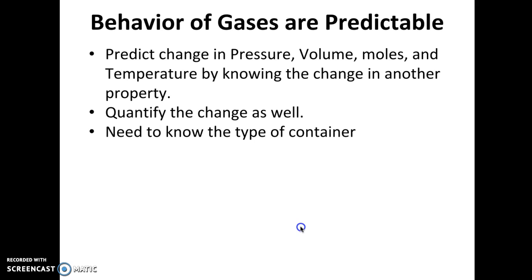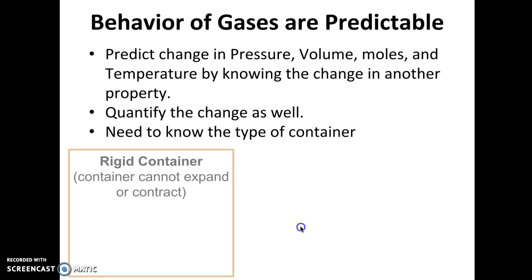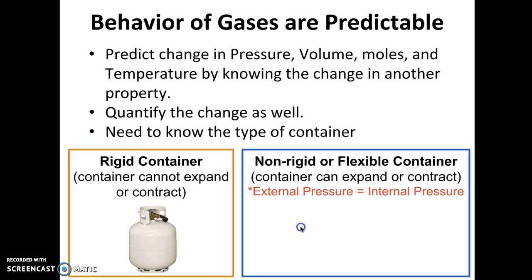You would need to know, of course, the type of container. There are two types of containers that you need to know in order to make these predictions. The first type is rigid. That's one that cannot expand or contract, and an example of that would be a tank. The other is a non-rigid or flexible container, and that means it can expand or contract.